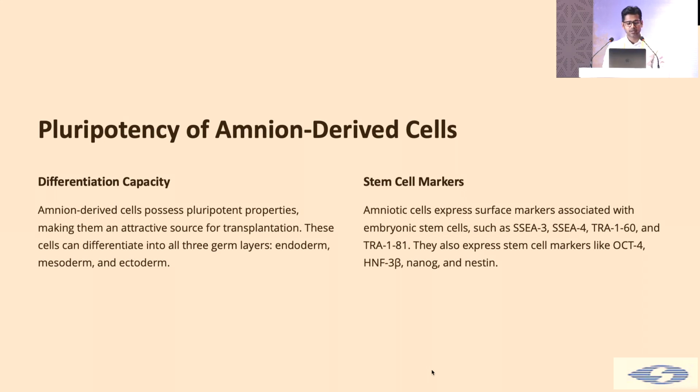The amniotic membrane-derived cells possess pluripotent properties, making them an attractive source for transplantation. These cells can differentiate into all three germ layers, the ectoderm, mesoderm, and endoderm, and they also have stem cell markers.